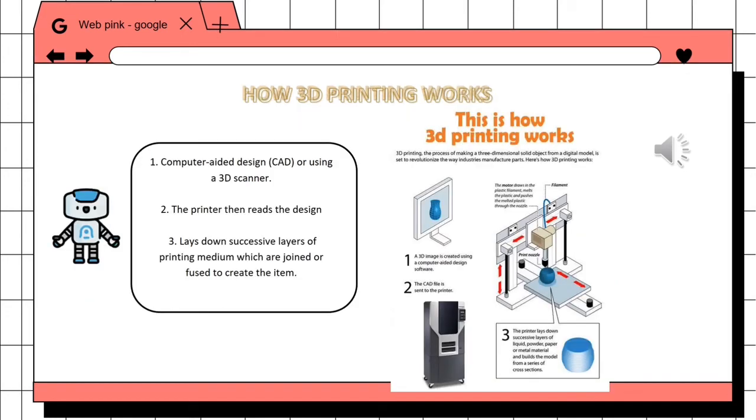Okay, how does 3D printing work? First, a 3D digital model of the item is created by computer-aided design or using a 3D scanner. The printer then reads the design and lays down successive layers of printing medium, which can be a liquid, powder, or sheet material, which are joined and fused to create the item.